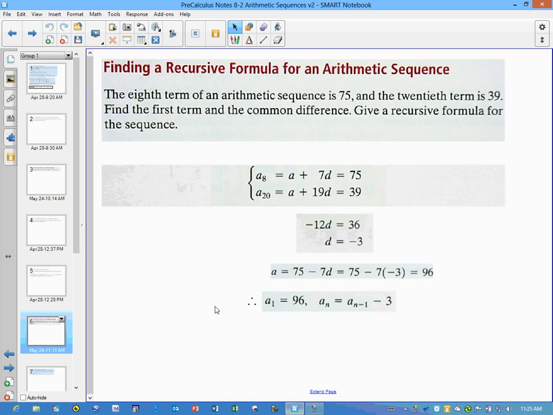And just to give you an alternative way, we could have used the fact that a sub n equals a sub 1 plus n minus 1 differences, and then using a sub 1 being 96 and the value of d being -3, we could have come up with a general term as well, just to show you both ways we can do that. So here's your general term, and here's your recursive formula. They will both work in order to find terms in the sequence.